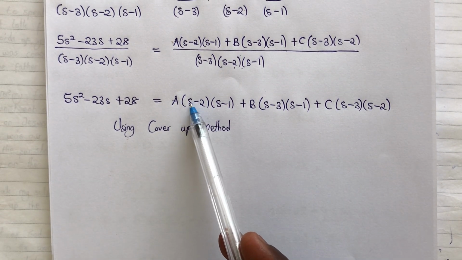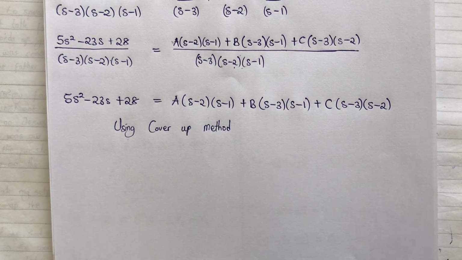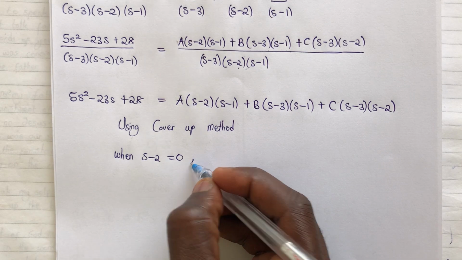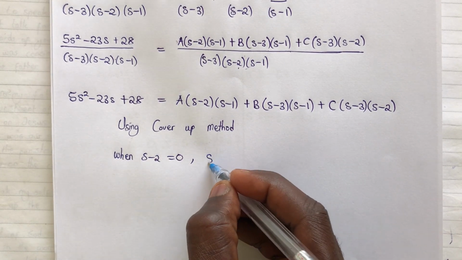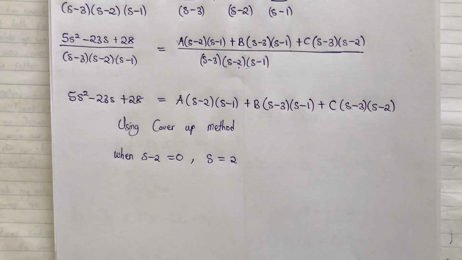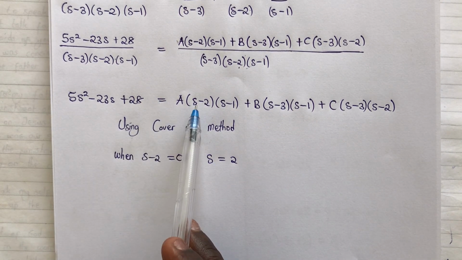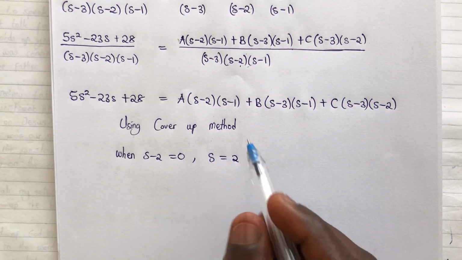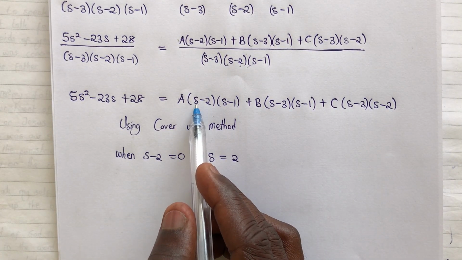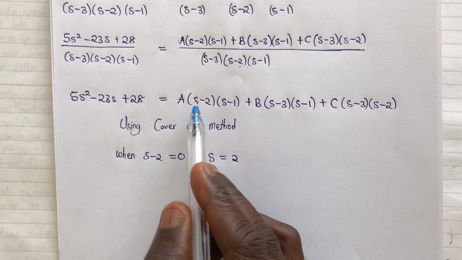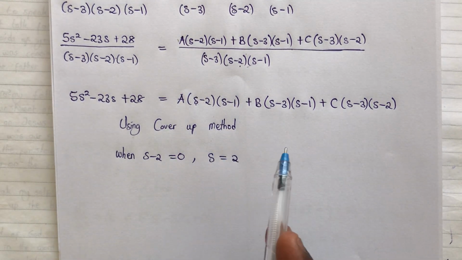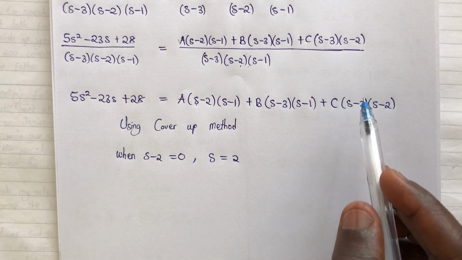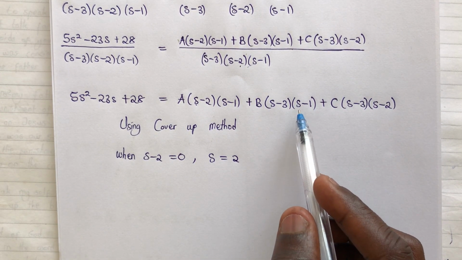So let's start with S minus 2. When S minus 2 is equal to 0, then S is equal to 2. So wherever we have S, we substitute 2 into this equation, and let's see the result. When I put 2 here, the whole function here becomes 0. Then when I put 2 here, the whole function here becomes 0, and we are left with B, so we can find the value of B.